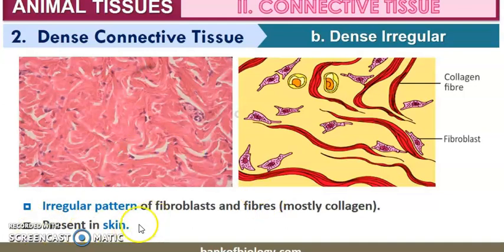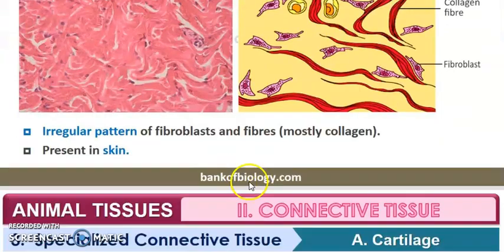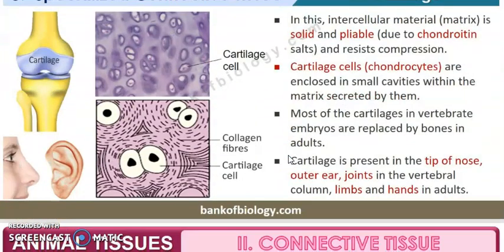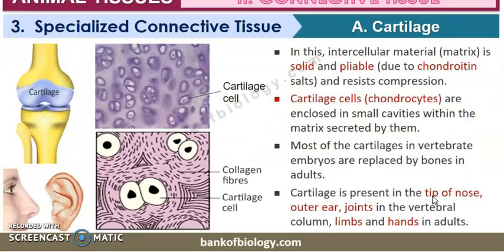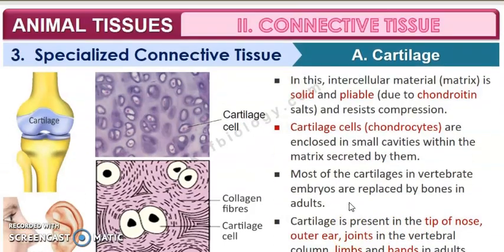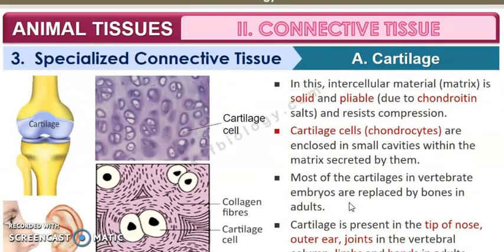Now moving on to the next connective tissue, which is the specialized connective tissue, right? Specialized connective tissue includes the cartilage, blood and the bone, right? So we will be learning about cartilage, blood and bone in detail. Okay.